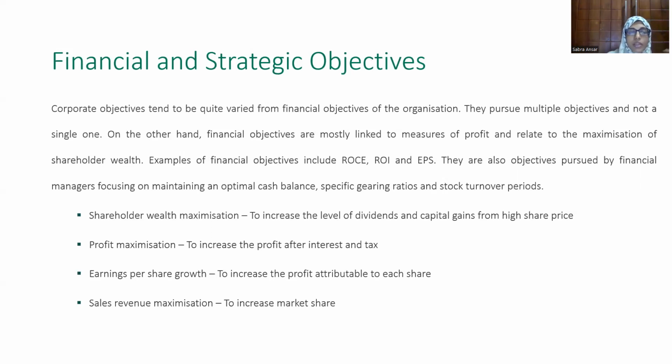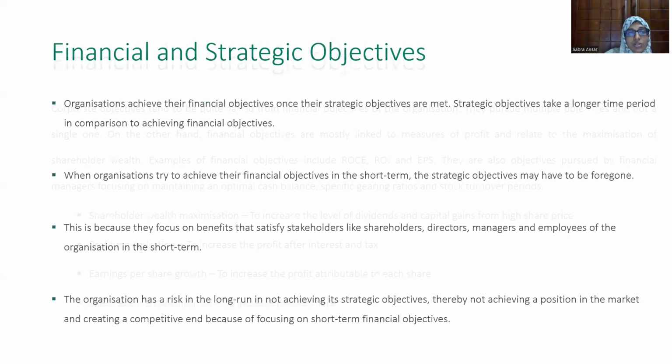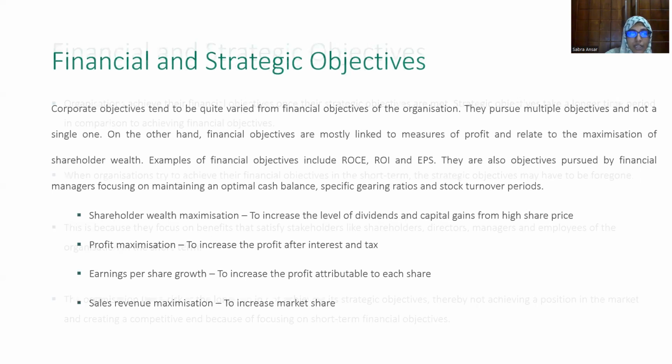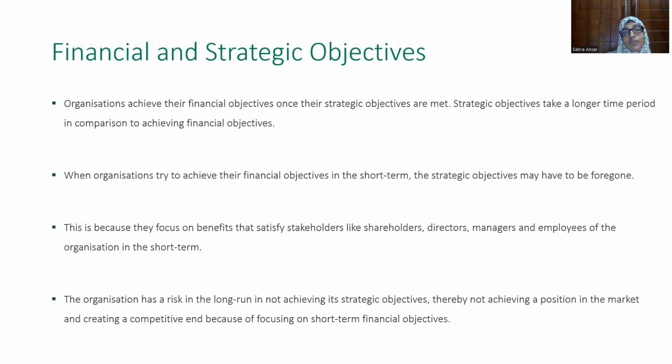One thing that they would consider is shareholder wealth maximization, which is to increase the level of dividends and capital gain. Profit maximization is to increase the profit after interest and tax. EPS, earnings per share growth, is to increase the profit attributable to each share, and then sales revenue maximization is to increase the market share. So as you can see, these are the financial objectives, and before this we also spoke about some other corporate objectives. Moving on, now we have to see organizations achieving their financial objectives.